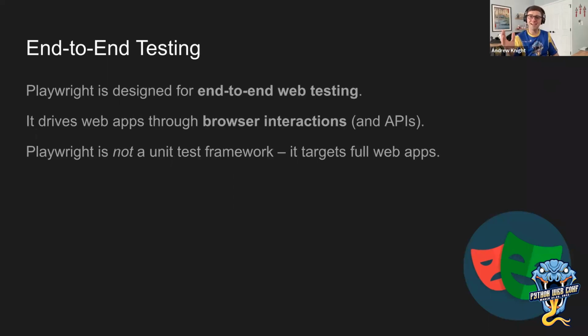Now, when I say end-to-end testing, I want to clarify what that means. As I said before, Playwright is designed for end-to-end web testing. So not that we're going to go in and test little functions and methods or snippets of JavaScript code. We are going to be testing full web applications being rendered within a browser. And Playwright is going to be sending the browser interactions to that live browser. It uses Chrome debug protocols and the other browsers' debug protocols to do this.